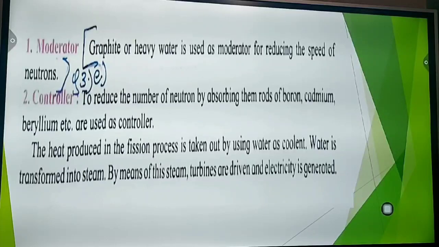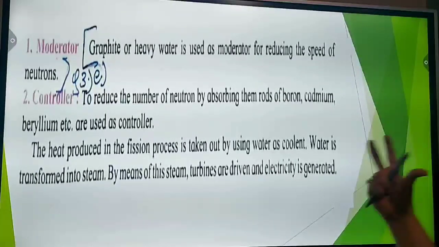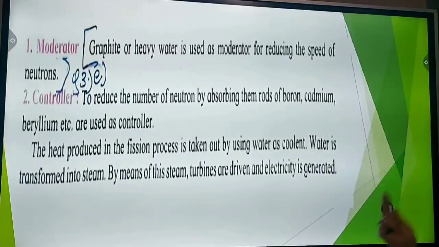Okay, now what is a moderator? What is the use of a moderator? It is something which reduces the speed of the reaction, the speed of the neutron hitting another uranium 235. So graphite or heavy water is used as a moderator for reducing the speed of neutrons. जितना फास्ट न्यूट्रॉन हिट करेगा यूरेनियम 235 को, उतनी जल्दी नए न्यूट्रॉन्स प्रोड्यूस होंगे और नए यूरेनियम 235 को अटैक करेंगे, बम्बार्ड करेंगे.